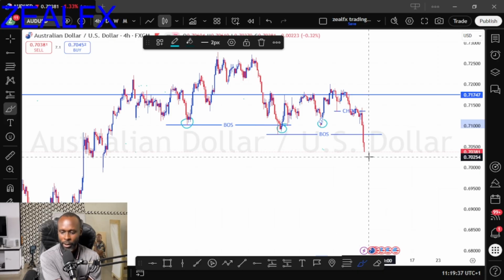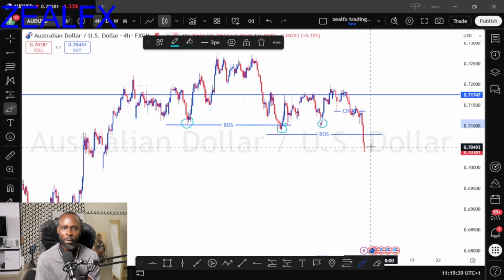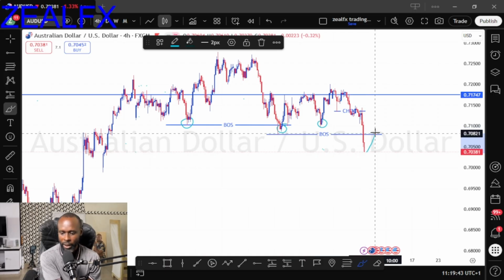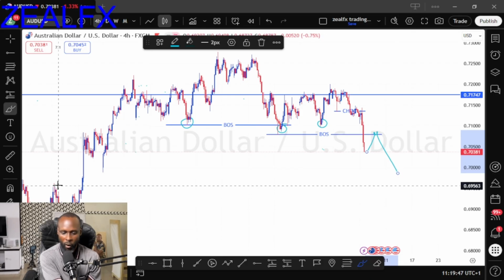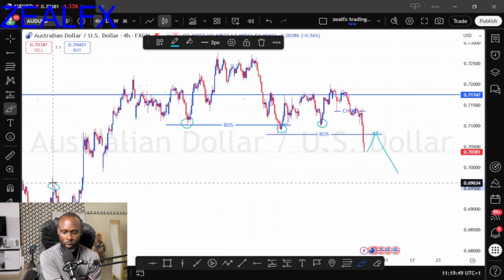So all we expect this week, now that we have a clear confirmation of a bearish trend for the Australia, is for price to do a retest of these areas. Then we'll start looking for possible selling opportunities from price to this previous resistance level for the Australia USD. You can clearly see that the structure of the Australia USD is very clear for that downtrend movement.